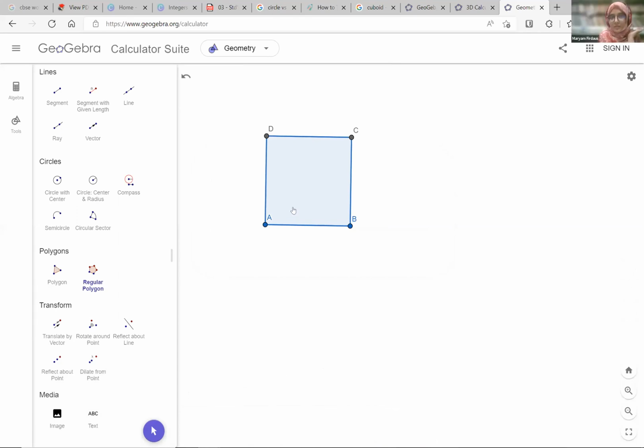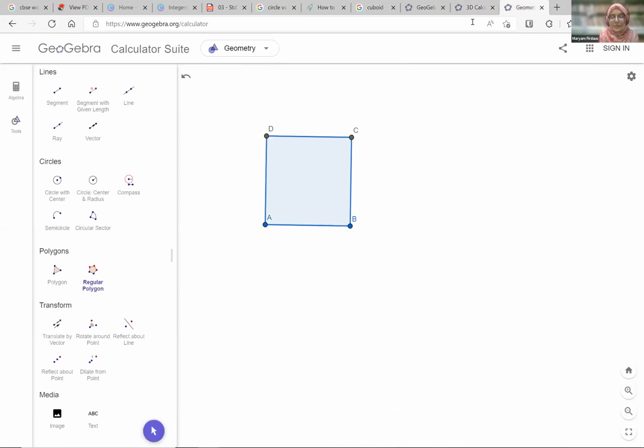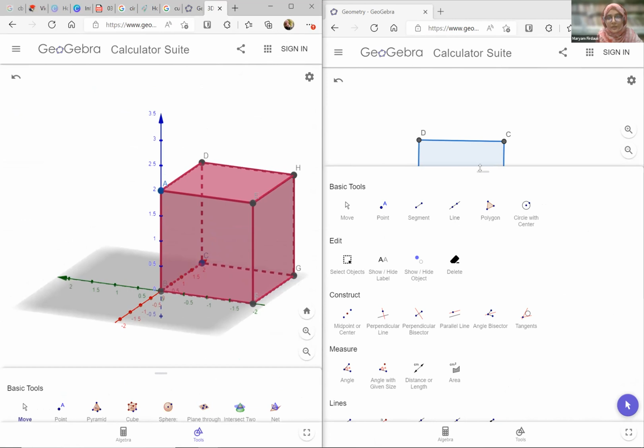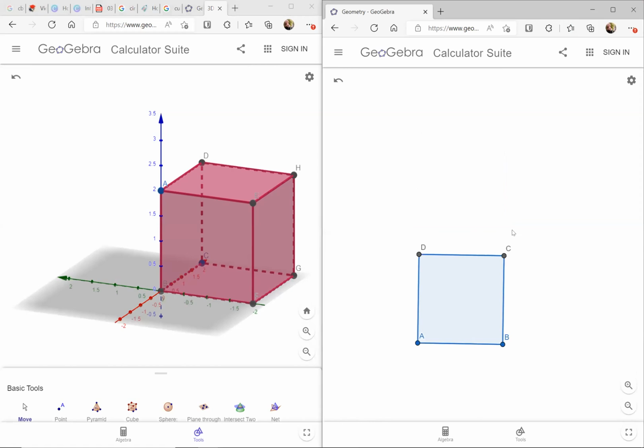Okay, so this is a square, and this, on the other hand, is a cube. Do you see the difference between them? Can you show me the square again? Yeah, this is the square. Yes, there's a difference. So what is the difference? The square is a two-dimensional shape, and the cube is a three-dimensional shape.